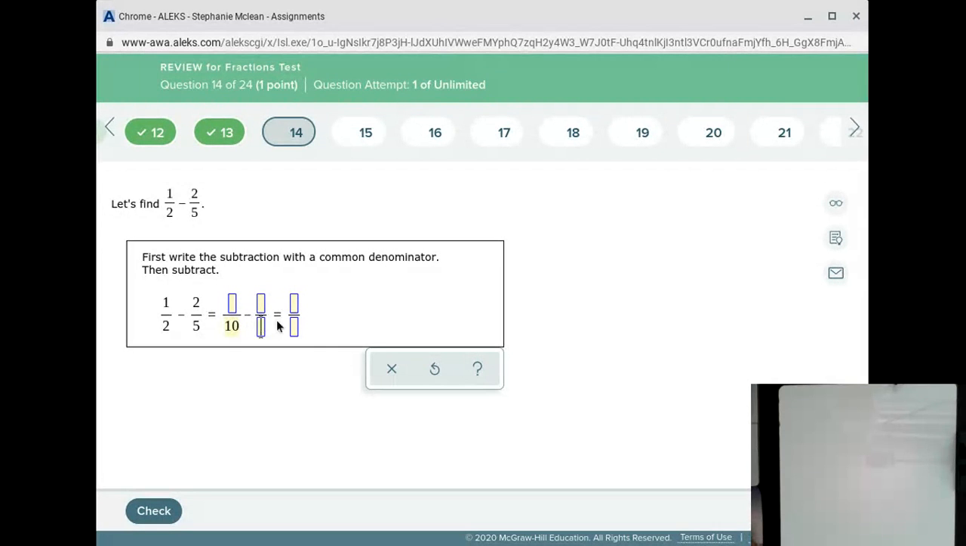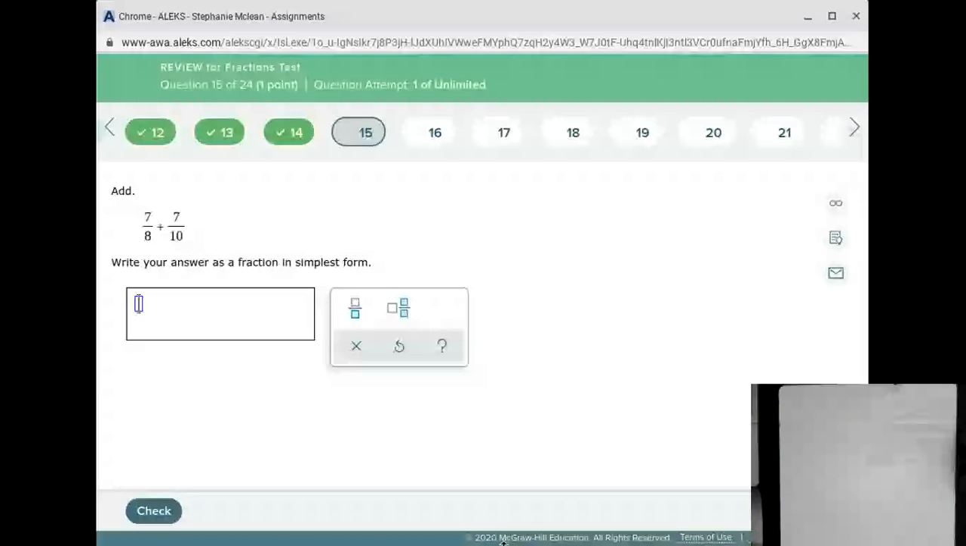And then I have to multiply the tops by whatever I multiply the fraction by to get 10. So 2 times 5 gives me 10, so 1 times 5 is 5. 5 times what gives me 10? 5 times 2 gives me 10. Therefore, 2 times 2 is 4. Then you go straight across. So 5 minus 4 is 1. And then because it's subtraction, the denominator is going to stay the same.